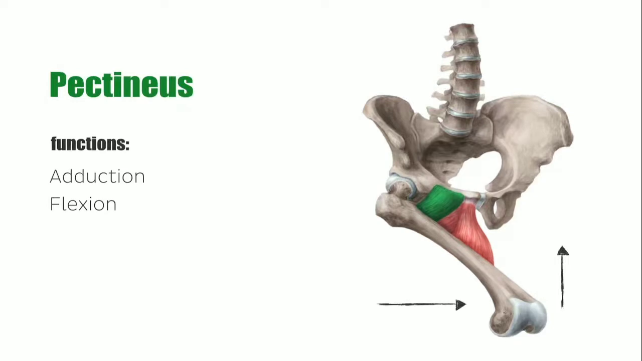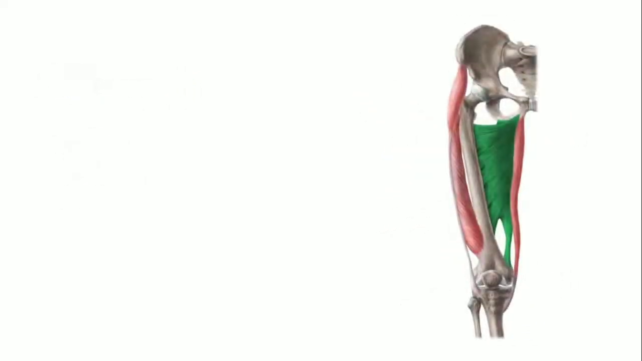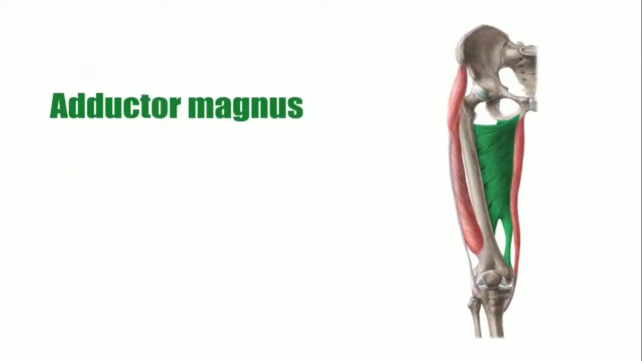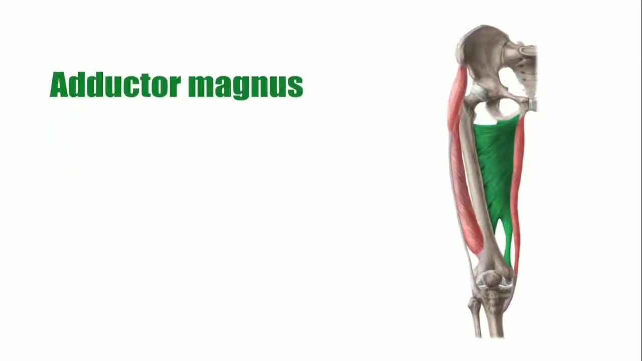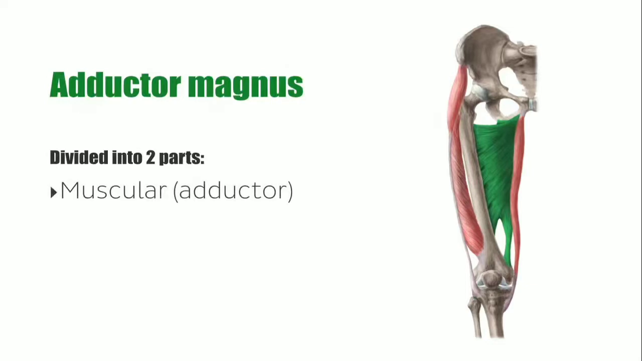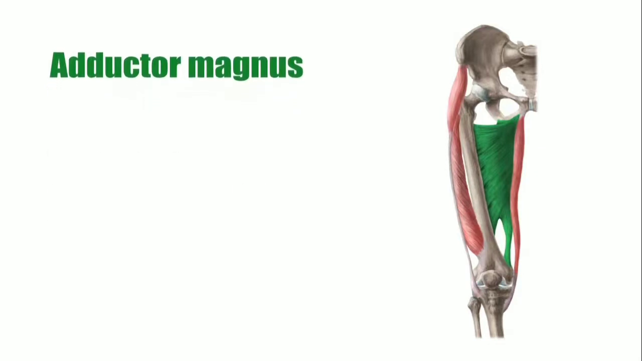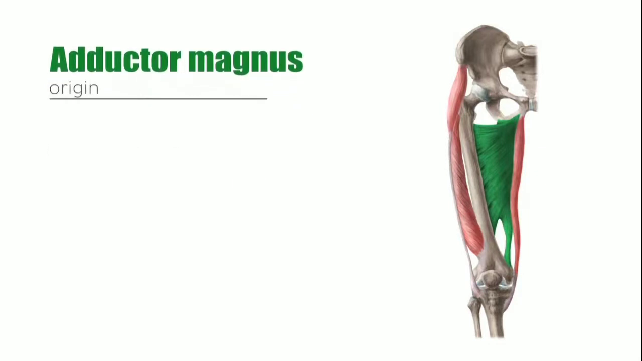Now we're going to move on to the second muscle on our list, this one seen here highlighted in green. This is known as the adductor magnus, and it does deserve its name because it's one of the largest muscles in your body, and the largest one of the group that we're talking about on this tutorial. And it's so large that we can actually divide it into two parts. And these parts are what is known as a muscular or adductor part, and the other one is a tendinous or hamstring part.